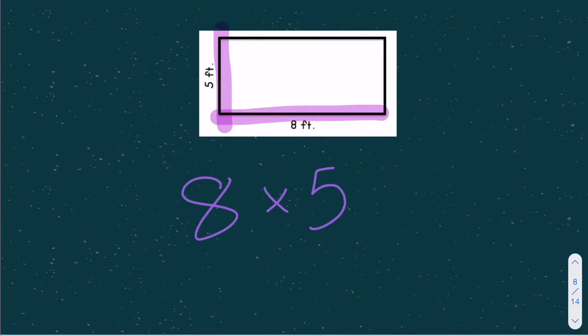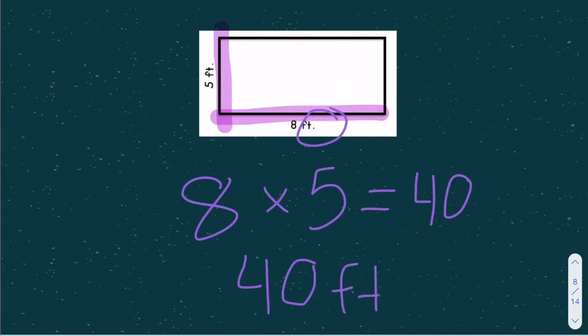So now we do 8 times 5 to get 40. And instead of your final answer being 40 square units, it's given us this unit of measurement of feet. So you can do feet with our little 2, or you can also write out squared feet or SQ.FT, whatever way you want.